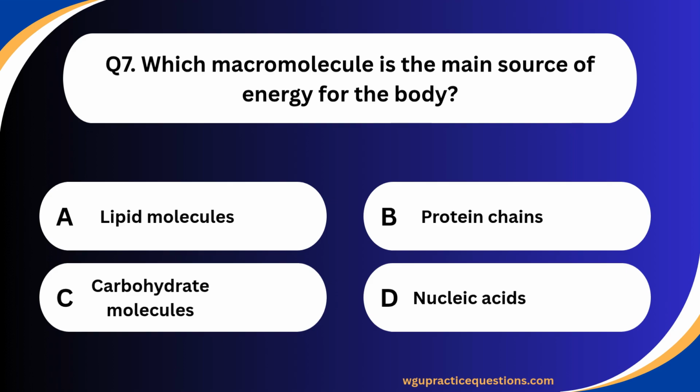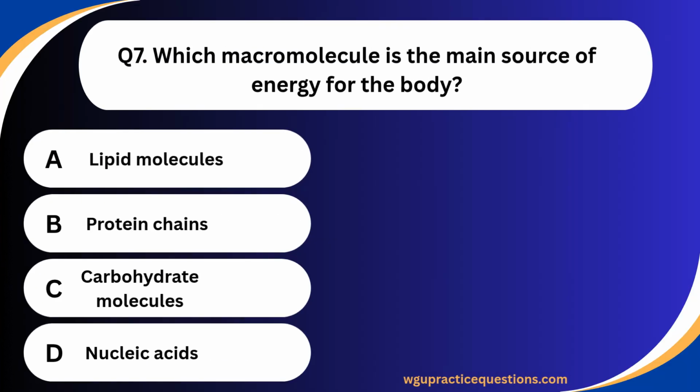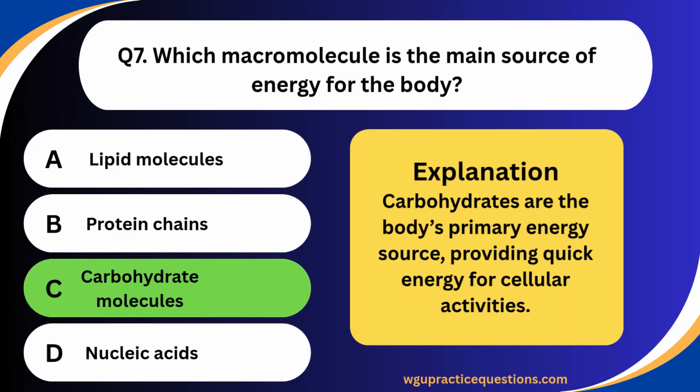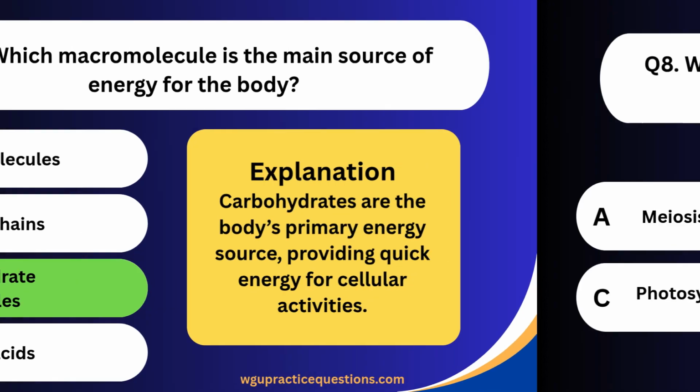A. Lipid molecules. B. Protein chains. C. Carbohydrate molecules. D. Nucleic acids. Which one is the correct answer? The correct answer is C. Carbohydrate molecules. Explanation. Carbohydrates are the body's primary energy source, providing quick energy for cellular activities.